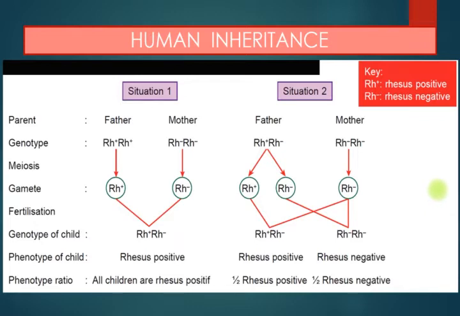Do you still remember what the situation will cause when the problem arises? Yes, when the mother is rhesus negative and the child is rhesus positive, the disease or the situation is called erythroblastosis fetalis. If you try to do your revision, look again at chapter 10, Transport in Humans, in Form 4.